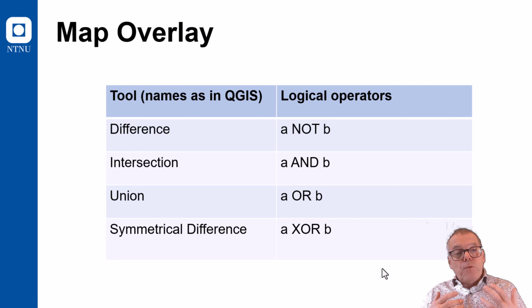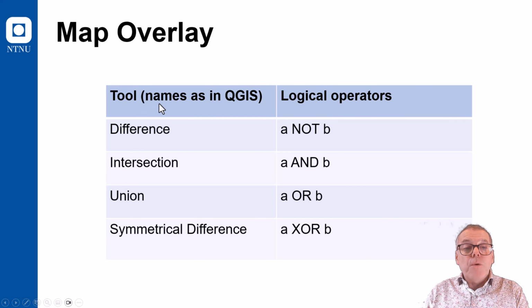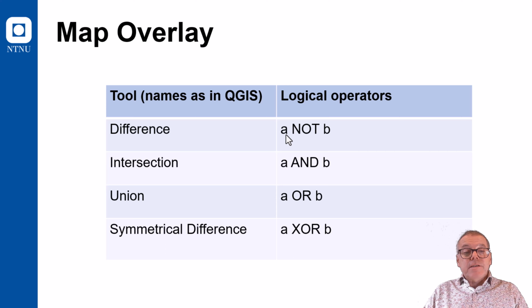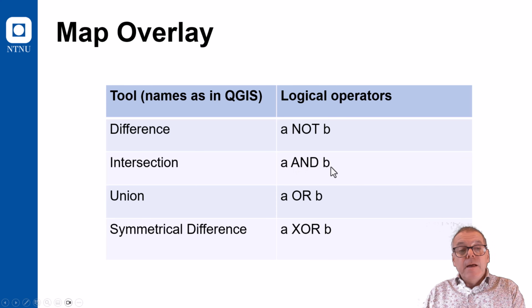So these are four kinds of map overlay. There are more of them, but these are four examples and they're logical operators. And this is how they are called in QGIS. There is a tool called the difference. This is corresponding to an A not B operator. In other GIS like ArcGIS, it's called erase. And then we have the intersection, which is A and B, a restrictive operator where only the common part is retained. And we have the union, which is the OR, and the symmetrical difference, which is the exclusive OR.